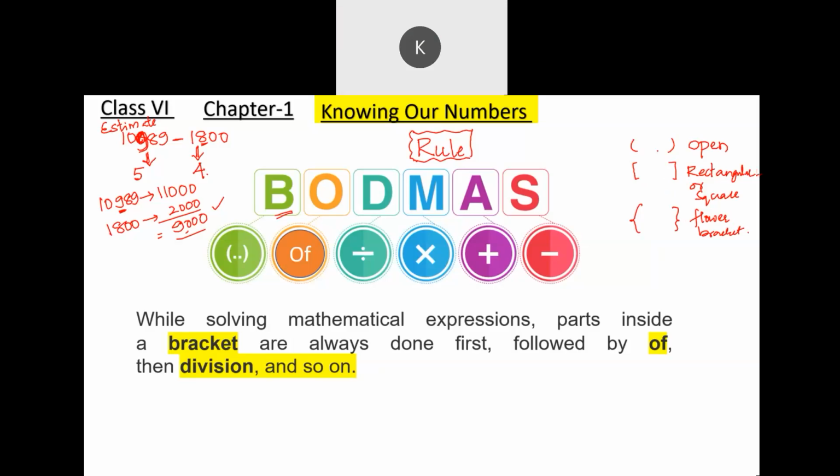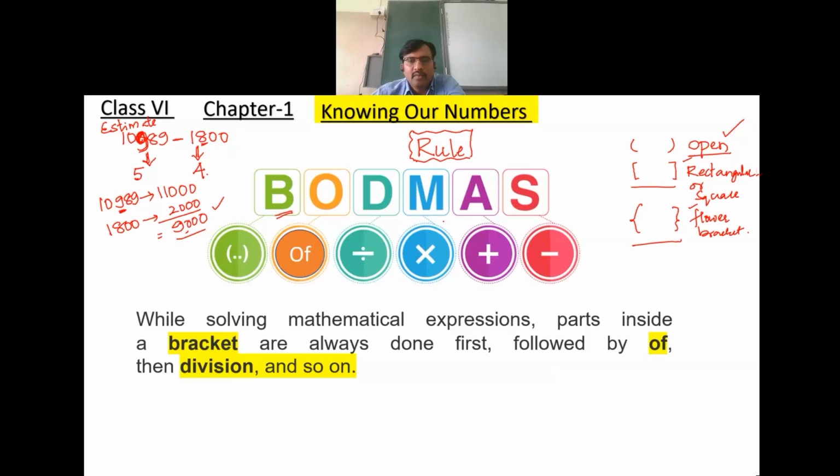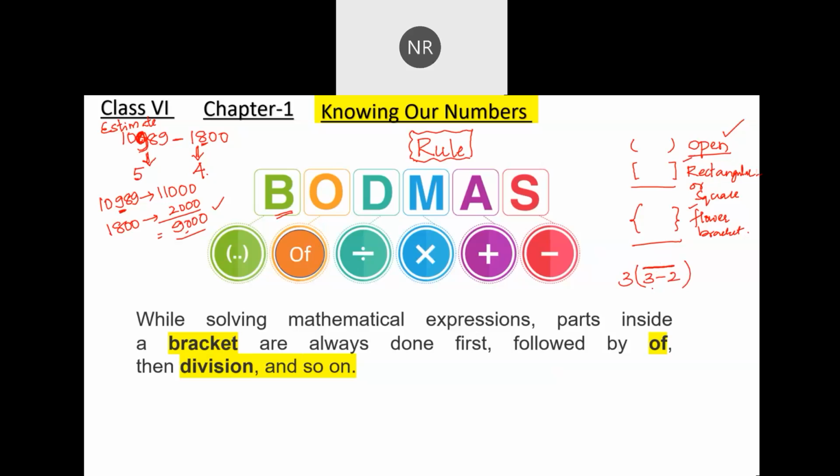Sometimes in the same question there will be different types of brackets. This is the order to be followed. First, the open bracket has to be simplified, followed by the square bracket, followed by the flower bracket. Another type of bracket is called a vinculum. Vinculum means bar. So whenever something is there like this, we want to solve that first.